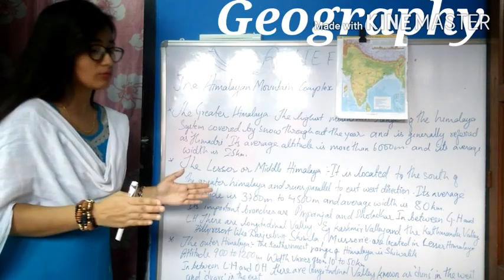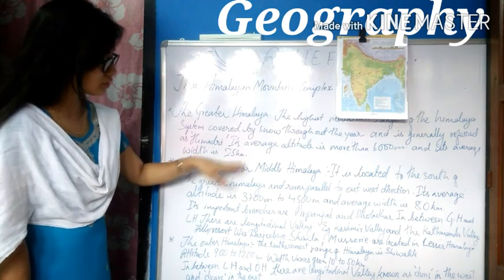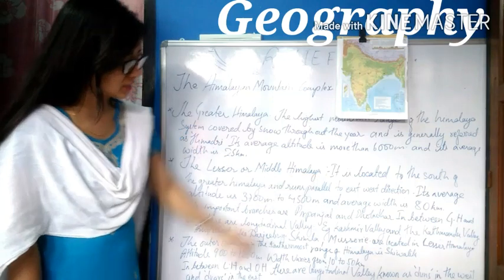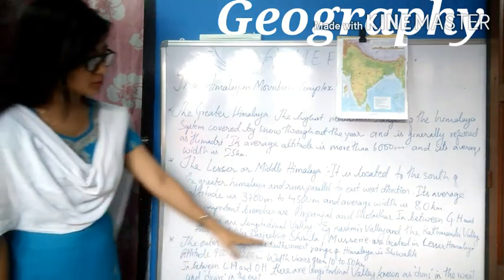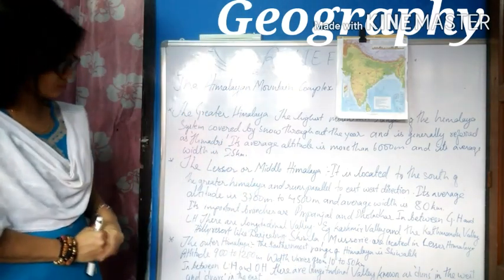The width of the Greater Himalaya was 25 kilometer. The width of the Lesser Himalaya was 80 kilometer, and the width of the Outer Himalaya or Shivalik range is only 10 to 50 kilometer.